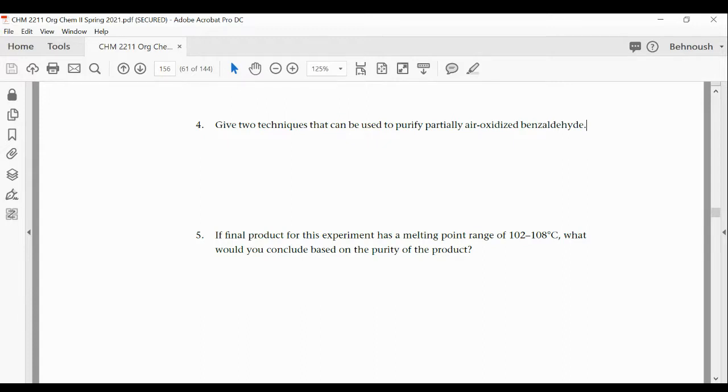Sometimes I get an answer like vacuum filtration. The benzoic acid is soluble in benzaldehyde, so you cannot do filtration. I just want to make sure that you don't make this mistake, because with vacuum it could be filtration or distillation. In this case, we are using distillation.